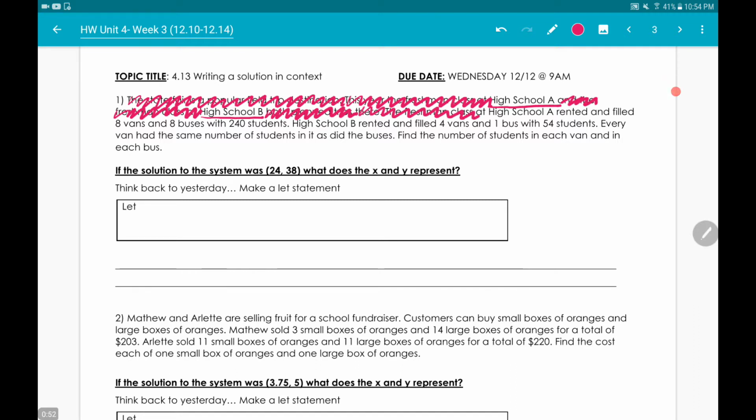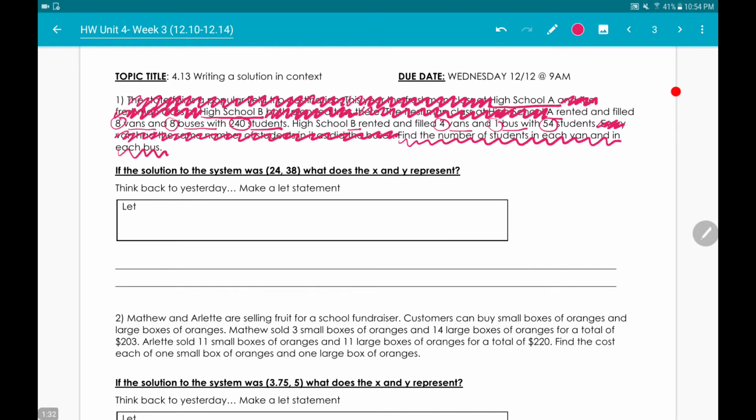The freshman class at high school A rented and filled 8 vans and 8 buses with 240 students. High school B rented and filled 4 vans and 1 bus with 54 students. Every van had the same number of students in it as the buses. Not super important. Find the number of students in each van and in each bus.